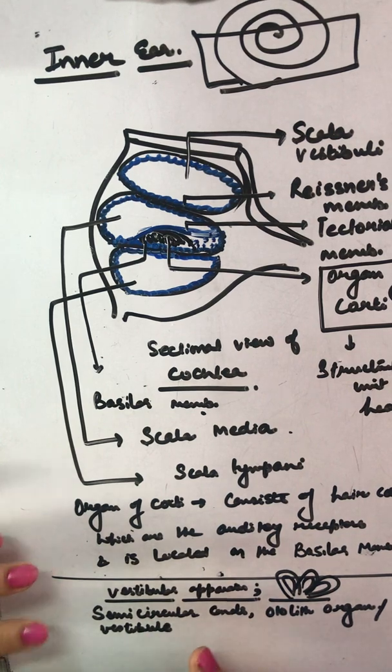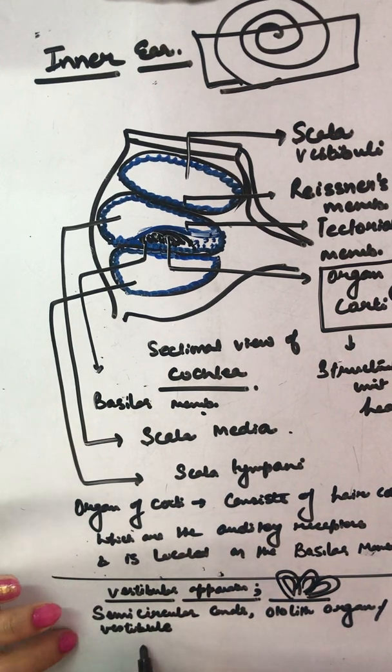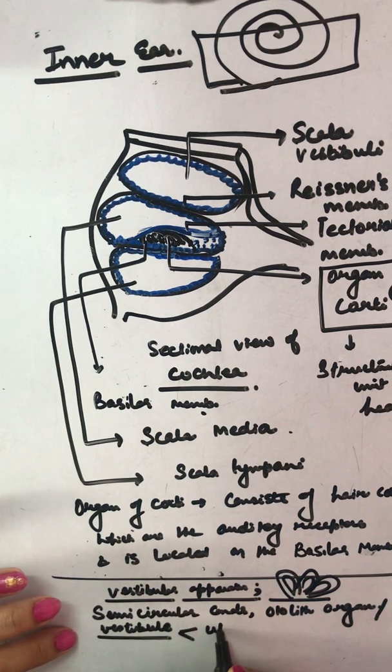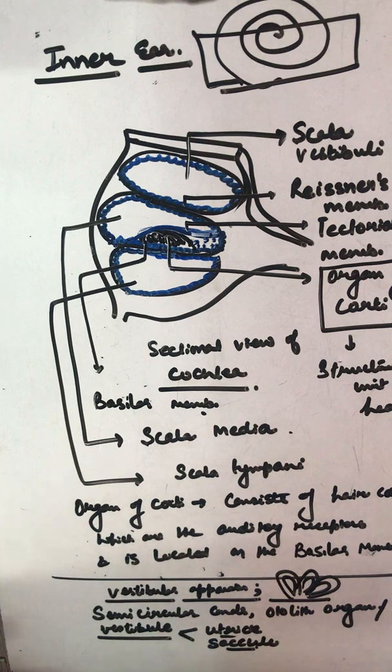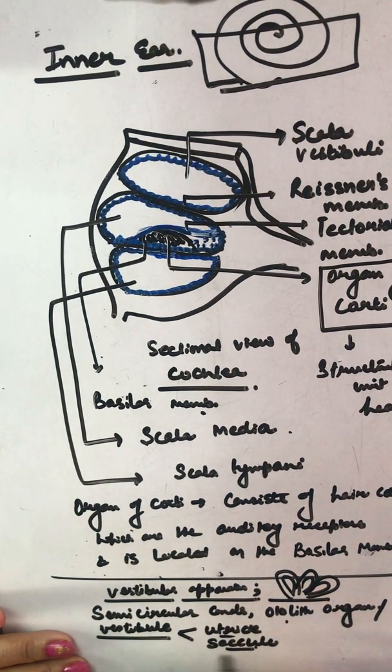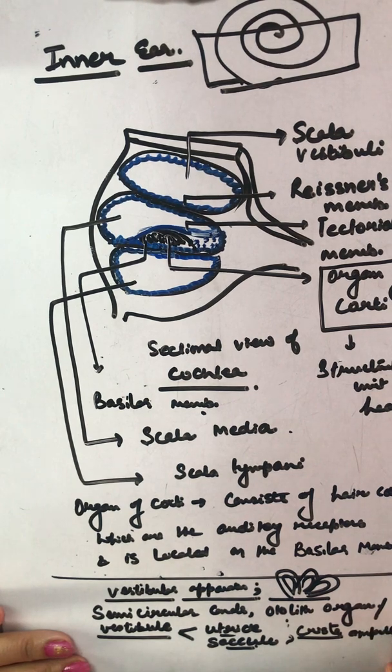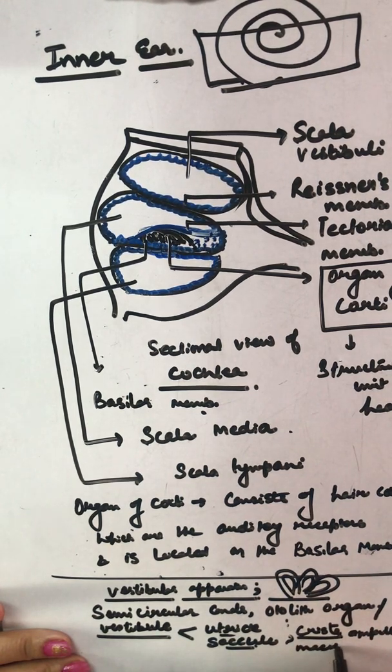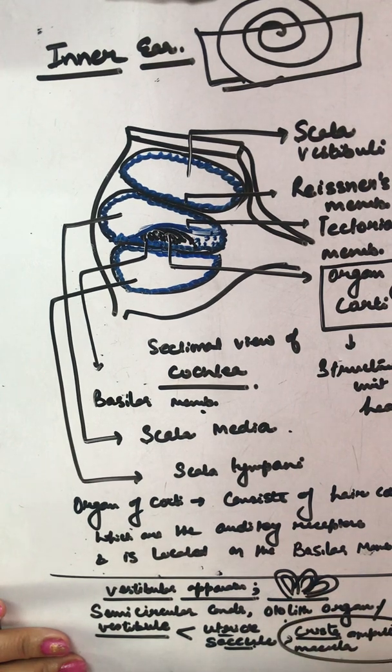That's why the structure is the vestibular apparatus. This vestibule consists of utricle and saccule. These basically are the specific receptors of the vestibular apparatus. And there is one more specific receptor that we call crista ampullaris, along with macula. These receptors are located in the vestibular region.